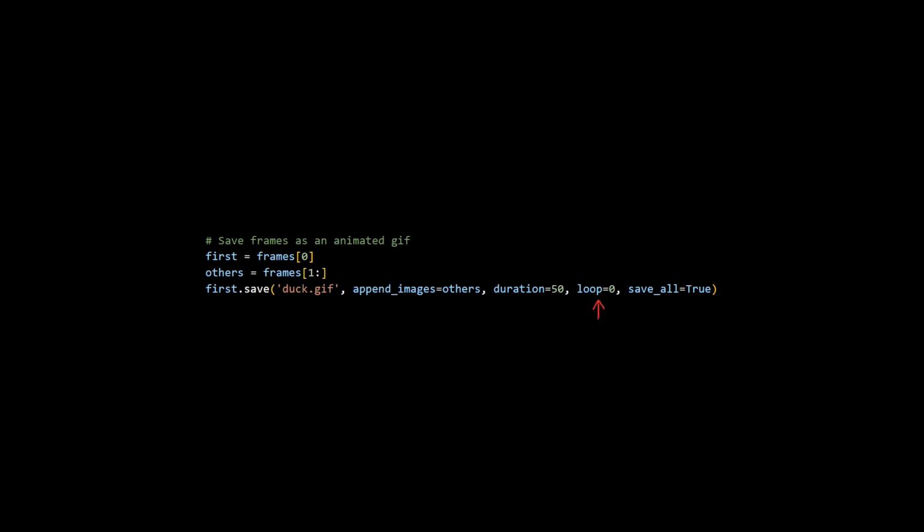The fourth is how many times the animation will loop. And the last is if you want all the frames to be saved. By default, only the first frame is saved. If you set the loop parameter to 0, the GIF will loop infinitely. If you only want it to loop once, you can set it to 1, and so on.